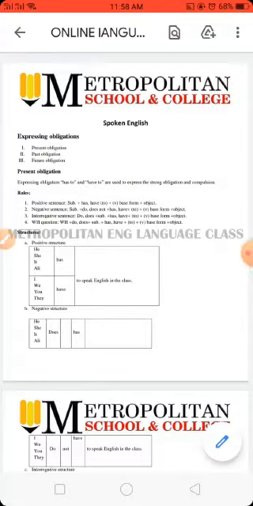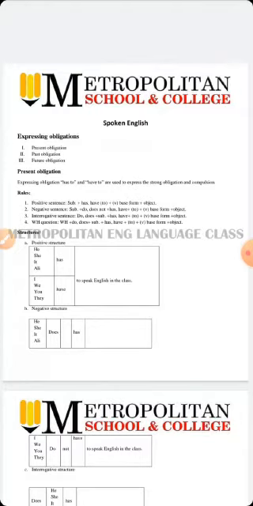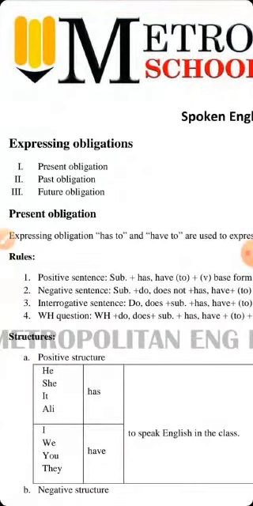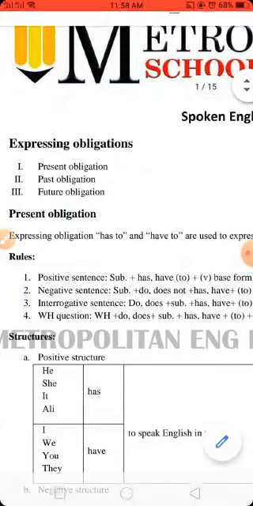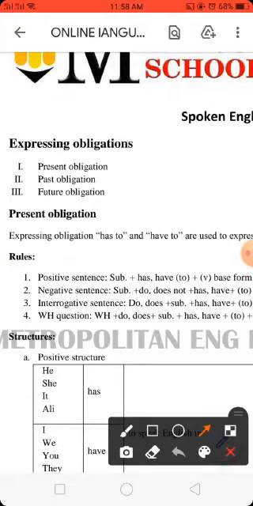Dear students, today I am going to teach you about expressing obligation. Expressing obligation means to say that which we must do or which we have to do. The work which we have to do or which we must do is called obligations. So we have three types of obligation: present obligation, past obligation, and future obligation. Today we will discuss present obligation.